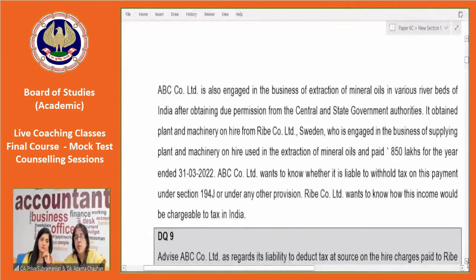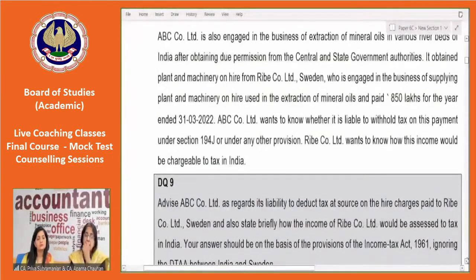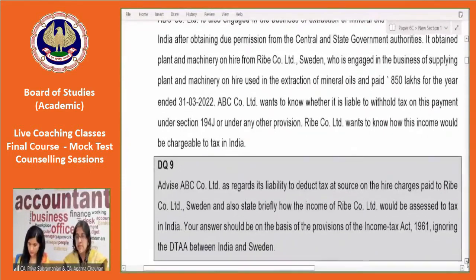ABC Company wants to know whether it's liable to withhold tax on this payment under Section 194J or under any other provision. Right Company Limited wants to know how this income would be chargeable in India. Okay. Now, the question here is a descriptive question. Advise ABC Company Limited as regards its liability to deduct tax at source on the hire charges paid to Right Company Limited, Sweden, and also state briefly how the income of Right Company Limited will be assessed to tax in India. And it should be based on the provisions of the Income Tax Act, ignoring the DTAA.